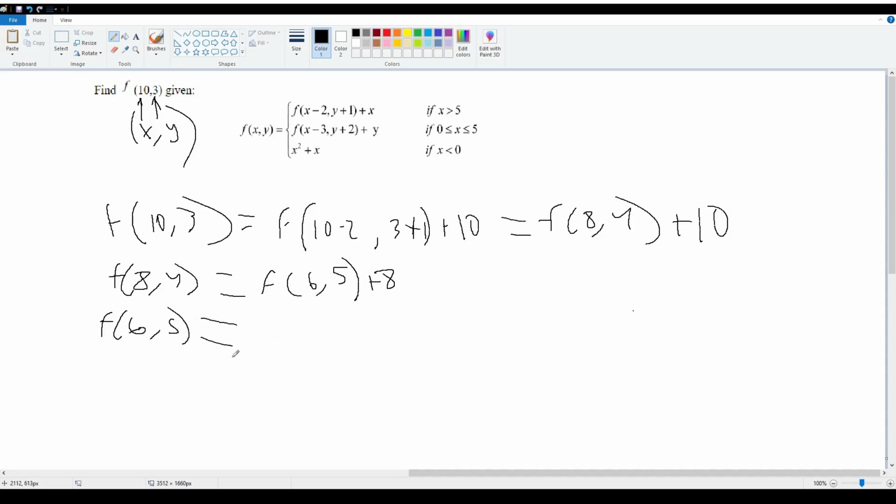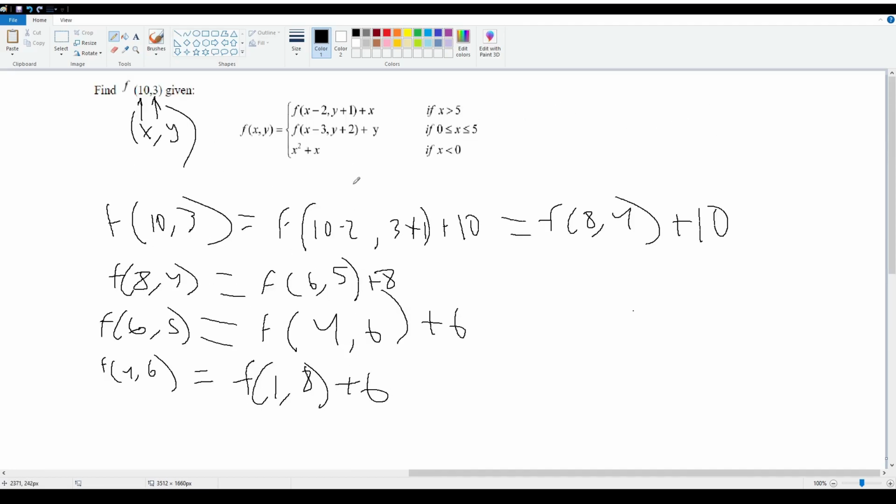Once again, x is greater than 5. So it's going to be f of 4, comma 6, because I just plugged in 6 minus 2 is 4, 5 plus 1 is 6, plus 6. Now I have to find f of 4, comma 6. Going up here, it satisfies this parameter because it's less than 5 and greater than 0. So it's f of 1, comma 8 plus 6, because now it's plus y, and our y is 6.